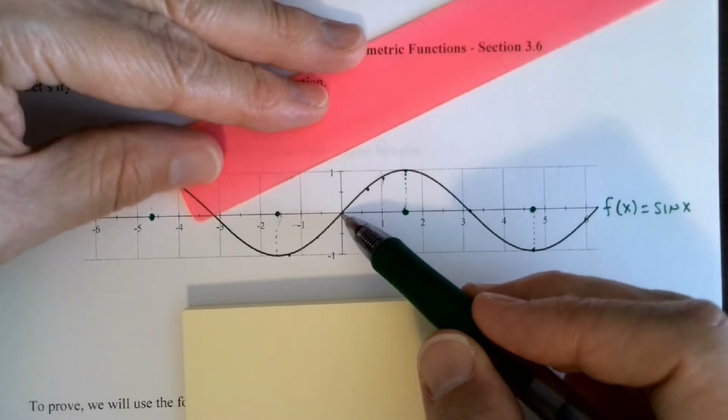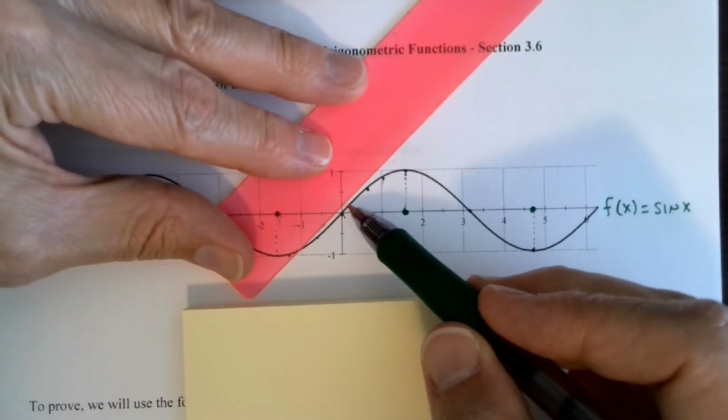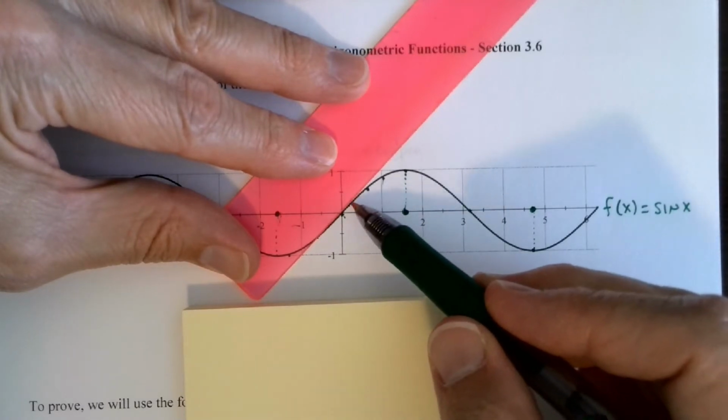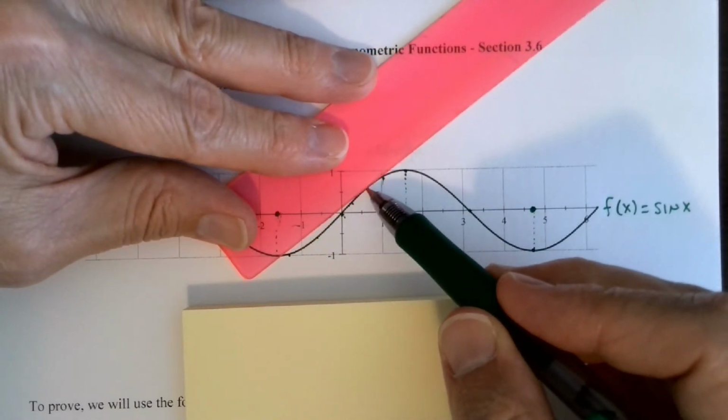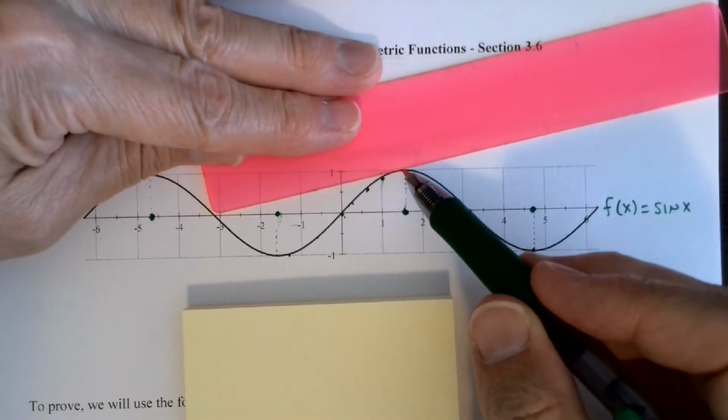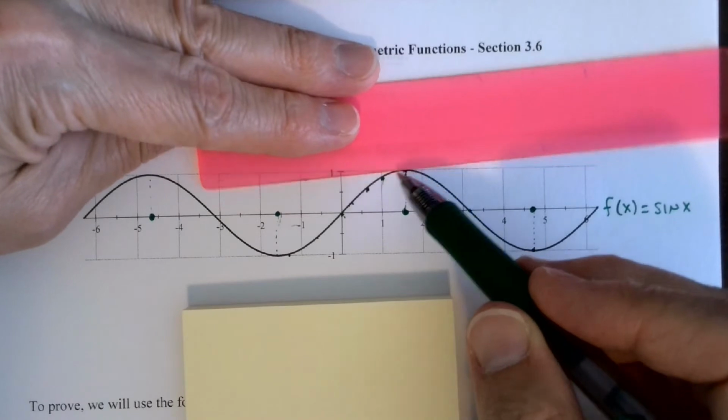And then what happens? After that, as x goes from 0 to pi over 2, at different points on this graph, what's happening to the slope? It's still positive, but what's it doing? It's getting smaller. It's getting closer and closer to 0, right?